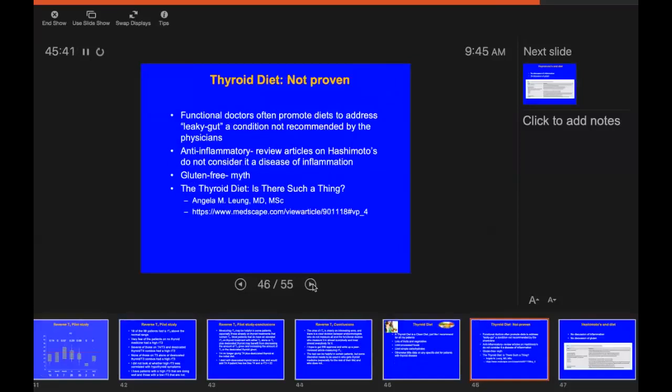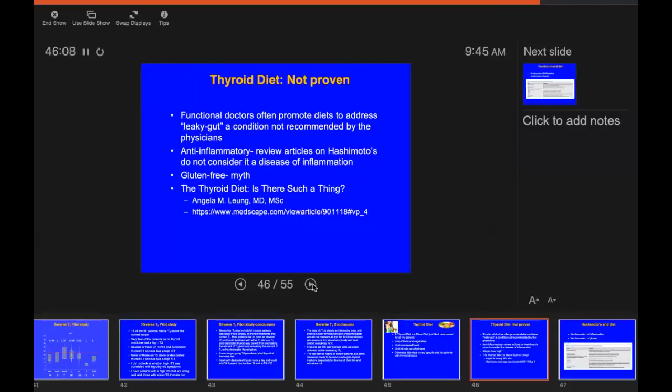Functional doctors promote diets to address a condition that's termed sort of a new disease called leaky gut. This is not a condition that most regular doctors recognize at all, but these functional doctors are very interested in this. There's also this idea about Hashimoto's disease of inflammation. No data on that. There was a review article that didn't even consider that as one of the possibilities.